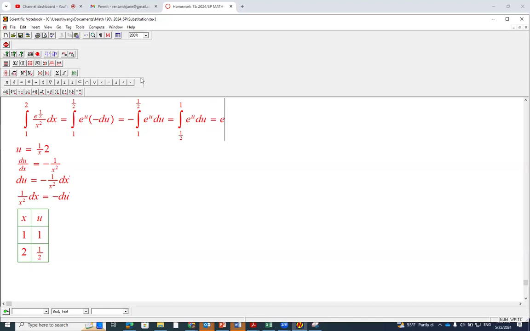That equals e to the power u, evaluated at half and at 1. So in the end, we get e to the power of 1, subtracting e to the power half. E to the power half is square root of e. So this final answer is e minus square root of e. And we're finished.